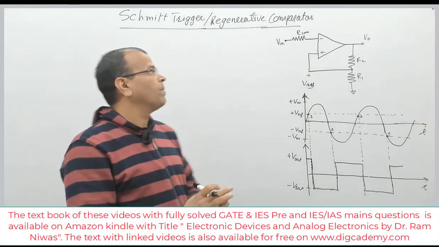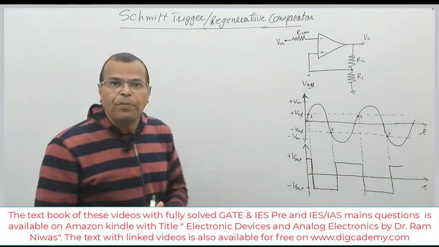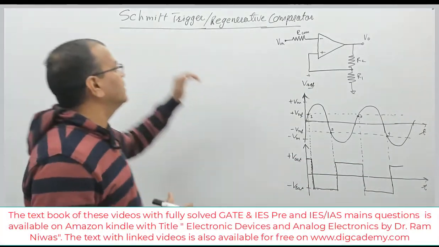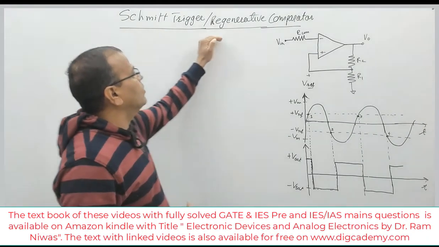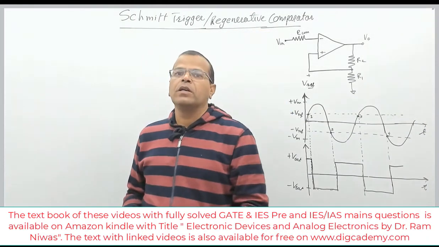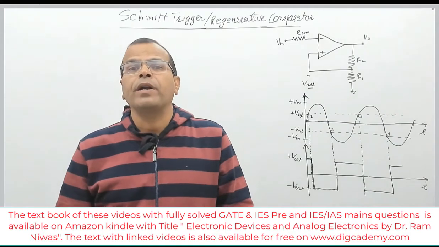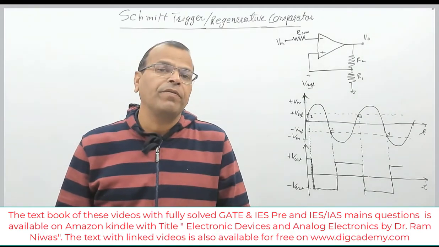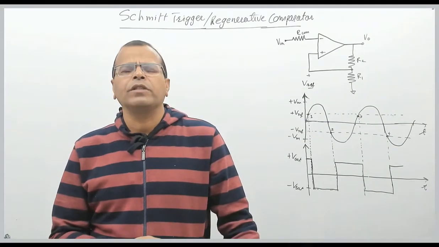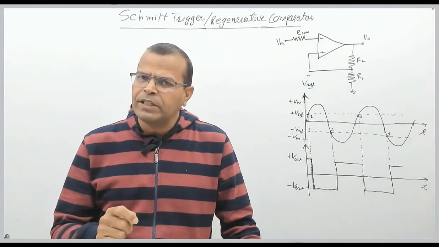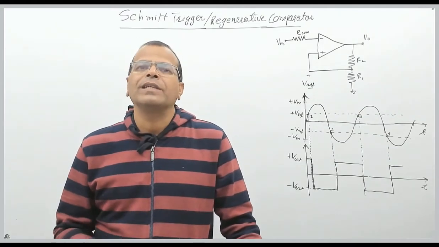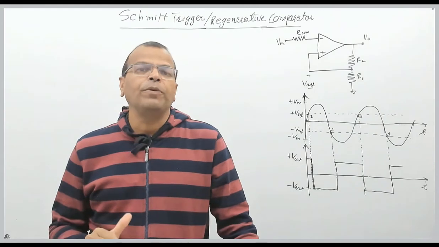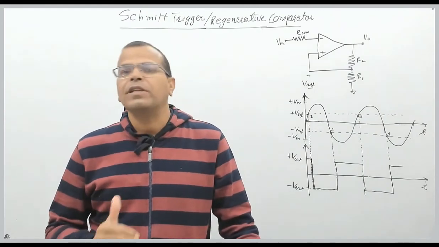Hello friends, now the next topic in operational amplifier is the Schmitt trigger or regenerative comparator. This is a very important topic from operational amplifier. You will find a lot of questions in different competitive exams and in university exams from this topic. So I hope you will go through this topic very sincerely.